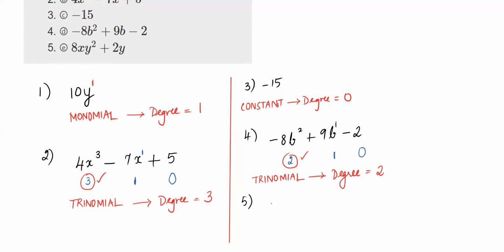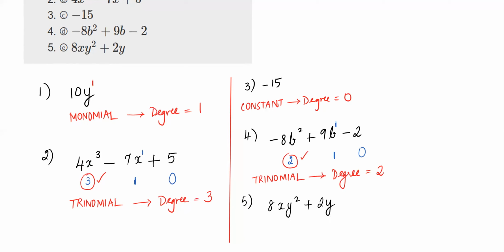5. So we have 8xy squared plus 2y. This is an interesting one because we have two variables here. So x has the power 1, y has the power 2. So we have to add the two powers, 1 plus 2. That is a 3. That is the definition.